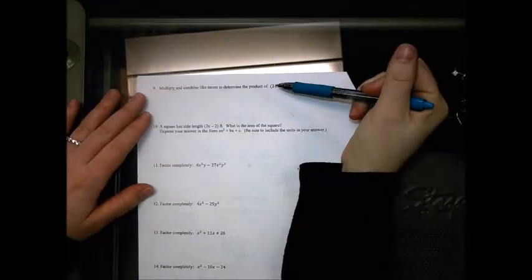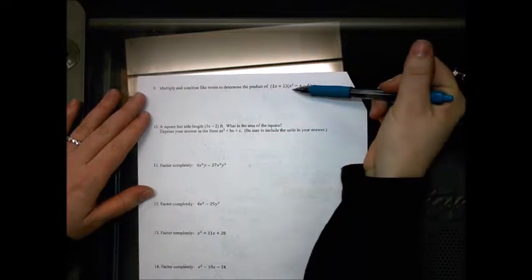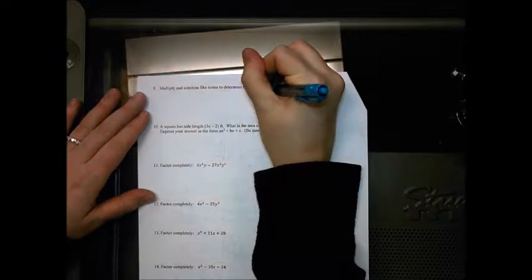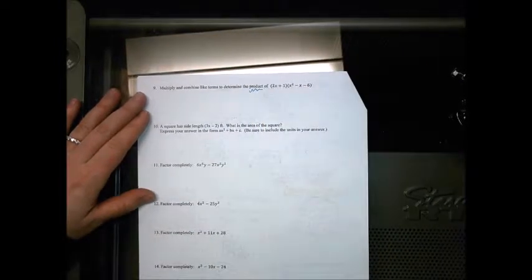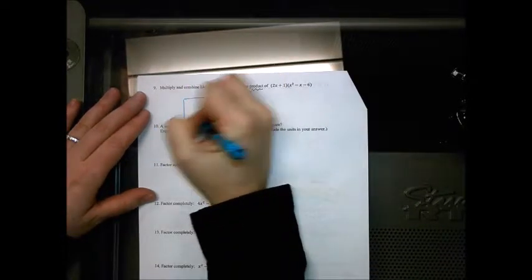This is Math 2, Unit 9, Whiteboard Review, video number 2. Number 9: multiply and combine like terms to determine the product of 2x plus 1 times x squared minus x minus 6. When I'm finding a product, that means to multiply. And we've been multiplying using the area model.